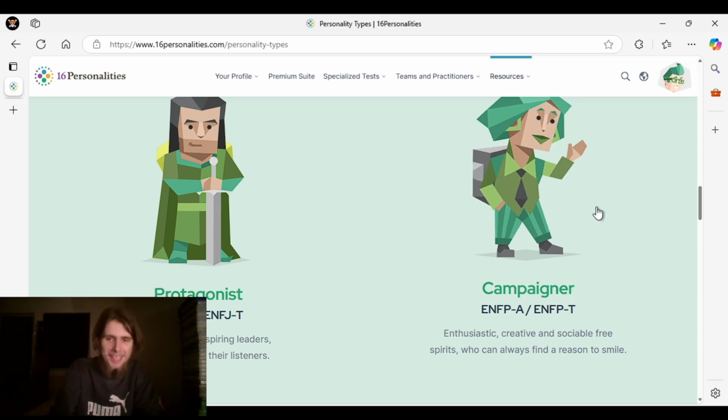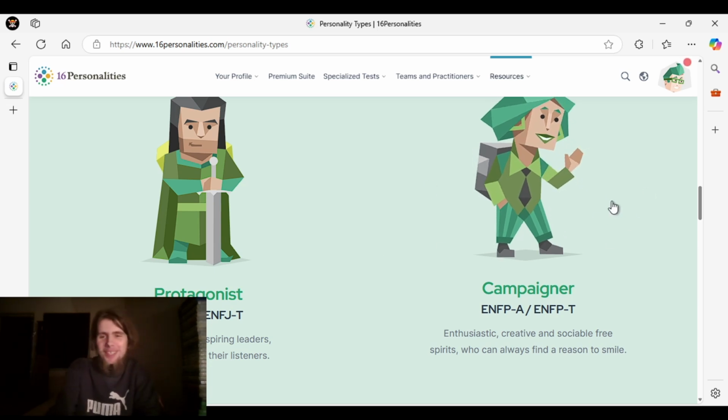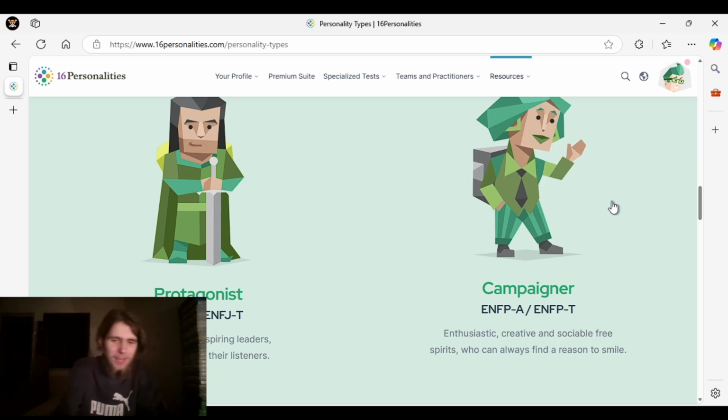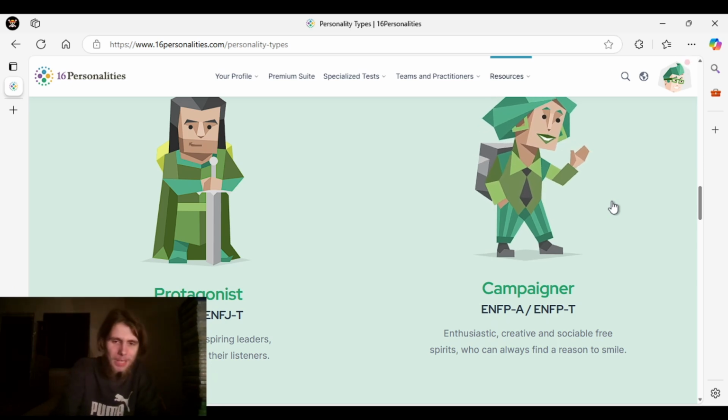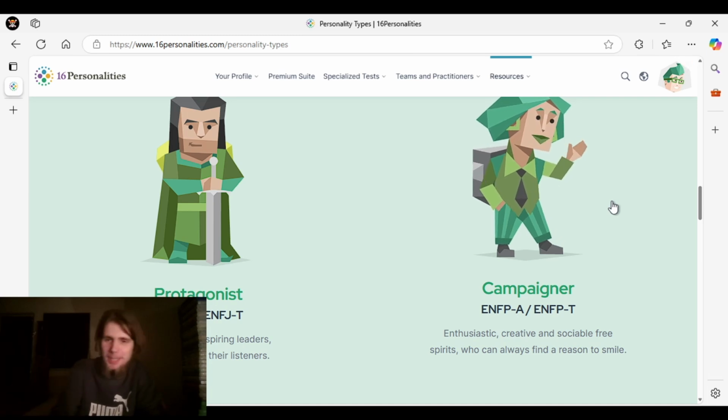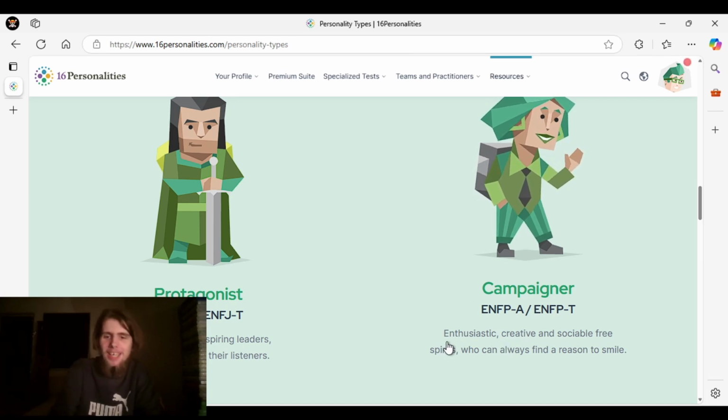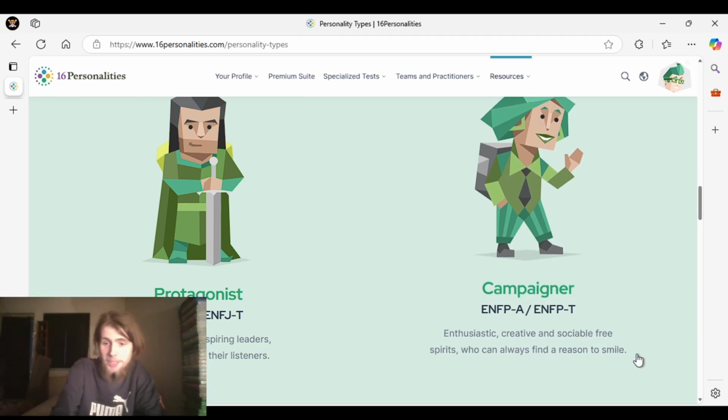Now we have the campaigners. Okay, campaigners. This is the one I'm in. Yeah, I'm an ENFP. ENFP: enthusiastic, creative, and social free spirits who can always find a reason to smile. That is very true.